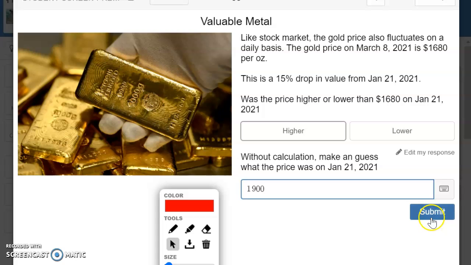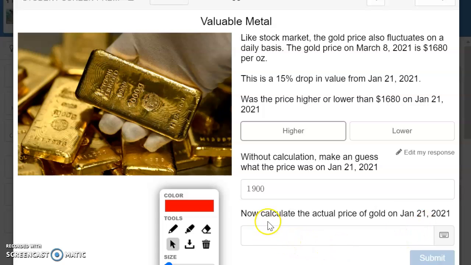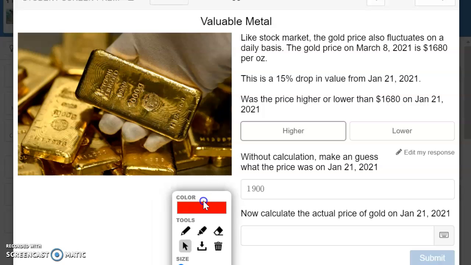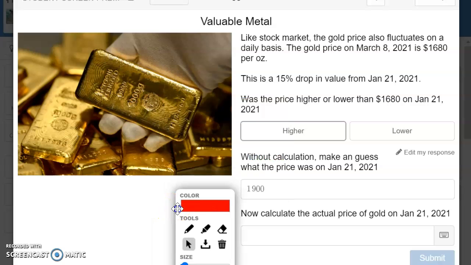Okay, now they're asking me to calculate the price of the gold in January 21. This is similar to the problem that I just did, the Costco TV price. So we know that the drop was 15%. Let X be the original price, the original price in January.